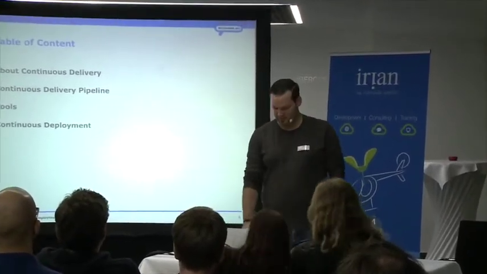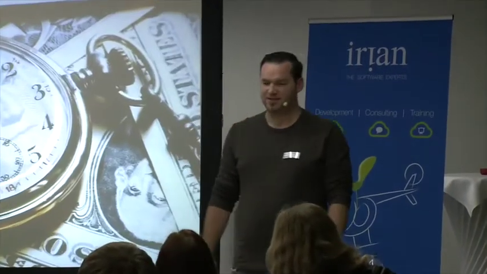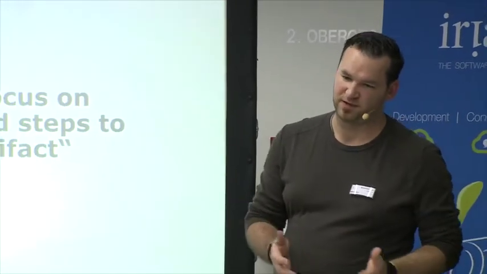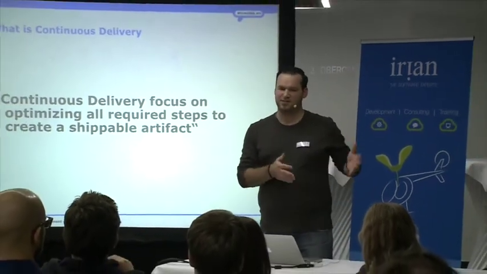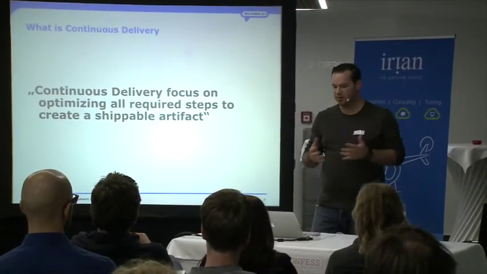of that actually. So why continuous delivery? Nowadays there is always this slogan that time to market is important and time is money. So it's very important that we develop software quite fast and can deliver software very fast. It's a demand that comes from the market, and it will be more and more important in future to develop software quite fast. So basically continuous delivery focuses on optimizing all required steps to create a shippable artifact. In the first step, that does not include the deployment itself, but all the necessary steps to create some kind of artifact that could be deployed.